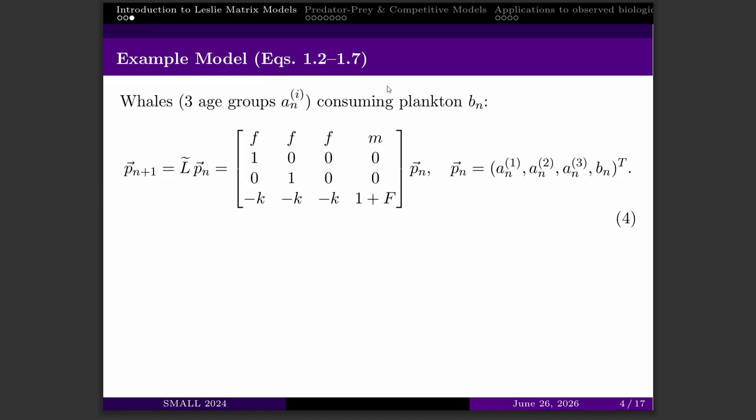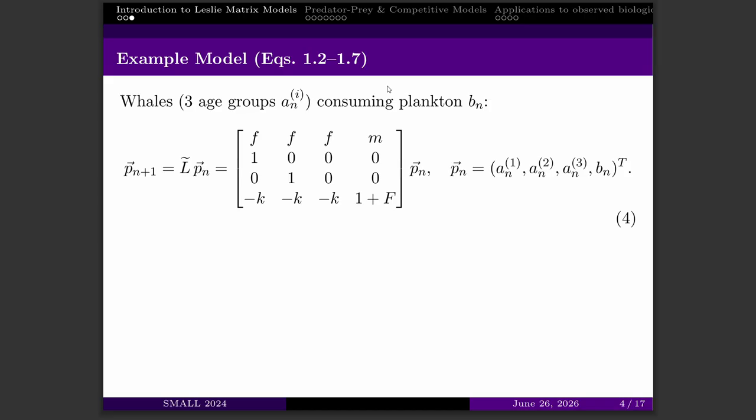Okay, so let's consider an explicit example of a predator-prey model that is determined by a set of Leslie matrix equations. Suppose we have whales and plankton, and suppose the whales are comprised of three different age groups, A_n(1), A_n(2), and A_n(3). And so assume that they feed on plankton, which is described by quantity B_n. And we set our population vector P_n to be A_n(1), A_n(2), A_n(3), and B_n. Then we set the dynamics according to equation 4.